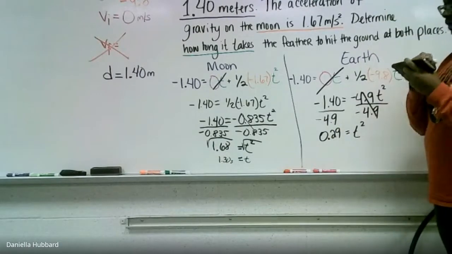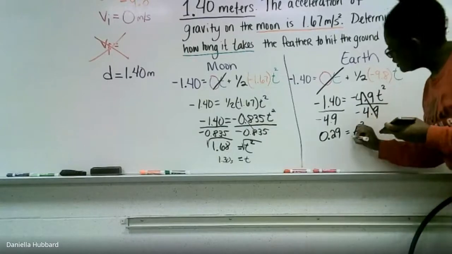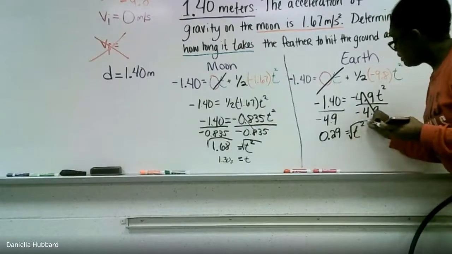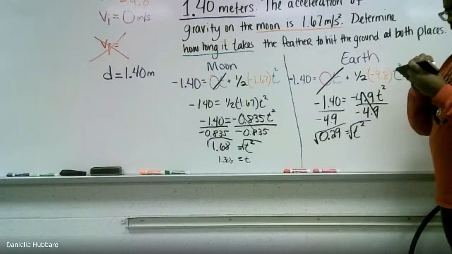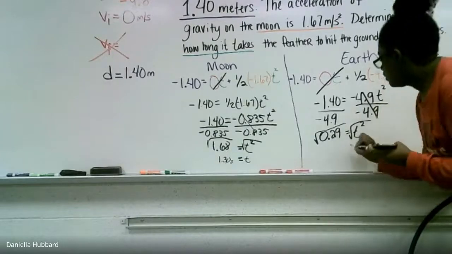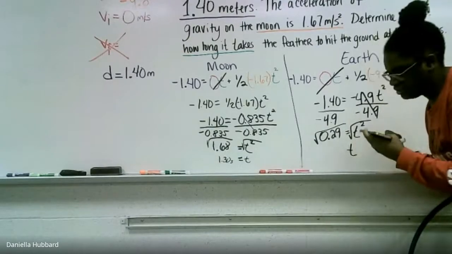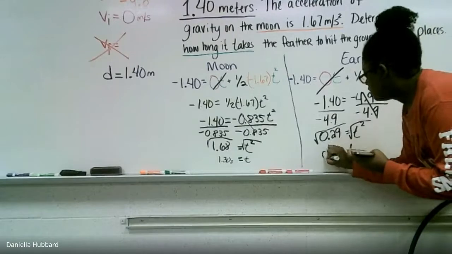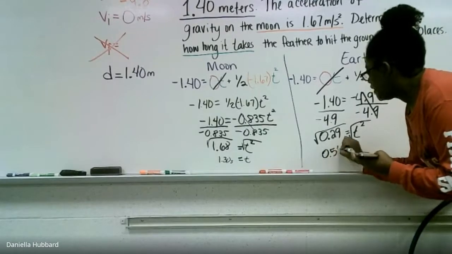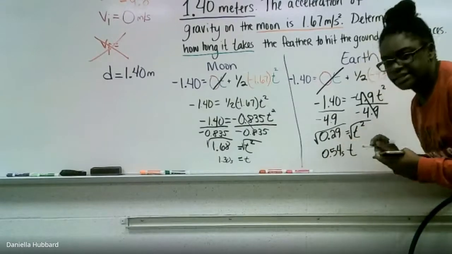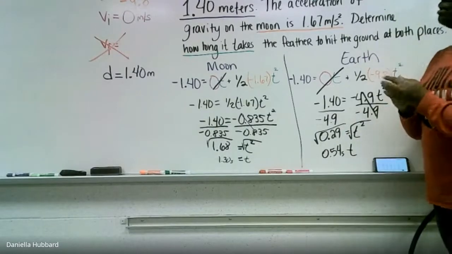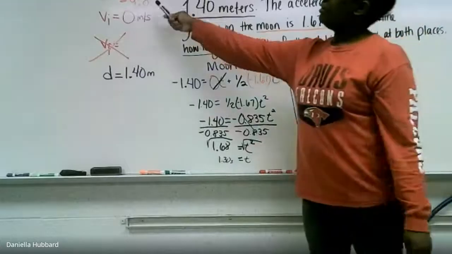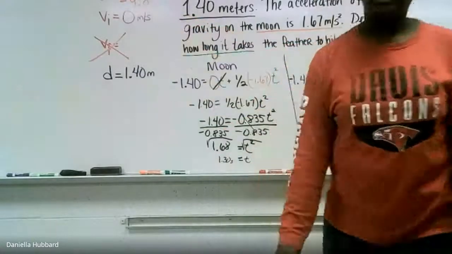We are not finished because we need to get rid of this exponent. The opposite of squaring is taking the square root. So on Earth, our time is going to be 0.54 seconds.